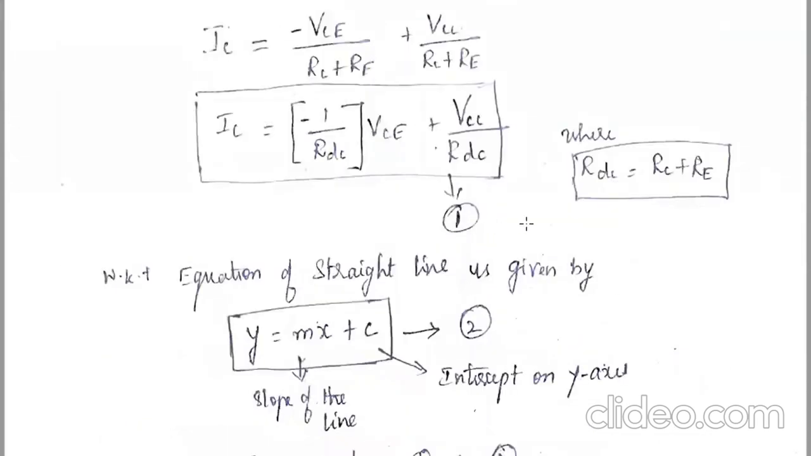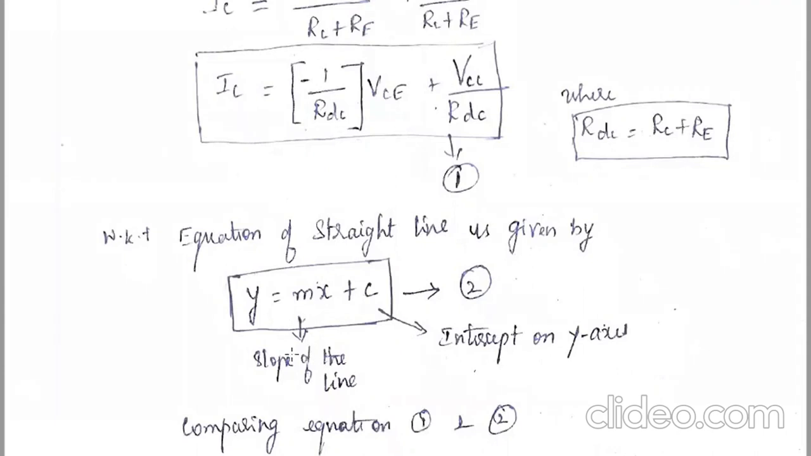Now this equation is going to be compared with the equation of a straight line. We know that the equation of a straight line is y equal to mx plus c, where m denotes the slope of the line and c denotes the intercept on the y-axis. Consider this as equation number 2. Comparing equations 1 and 2, the slope of the line is equal to minus 1 by RDC in the collector current equation, and the intercept on the y-axis is VCC divided by RDC.